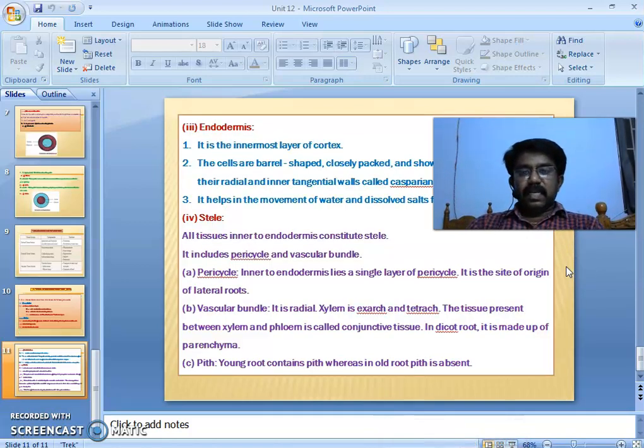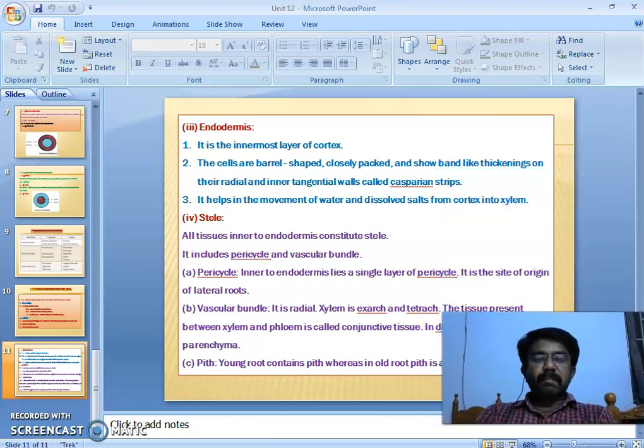Next, endodermis. It is the innermost layer of cortex. The cells are barrel-shaped, closely packed, with band-like thickening on the radial and inner tangential walls called Casparian strips. This is a very important point, the Casparian strips. It helps in the movement of water and dissolved salts from cortex into xylem.